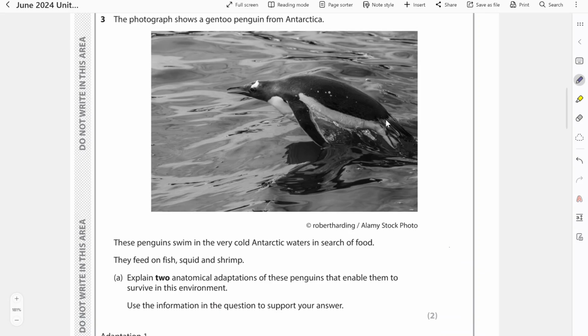So there are several things that you can say about the adaptation. First of all, they live in very cold conditions, right? So they have a lot of fat or a lot of blubber, and that helps to keep them warm.